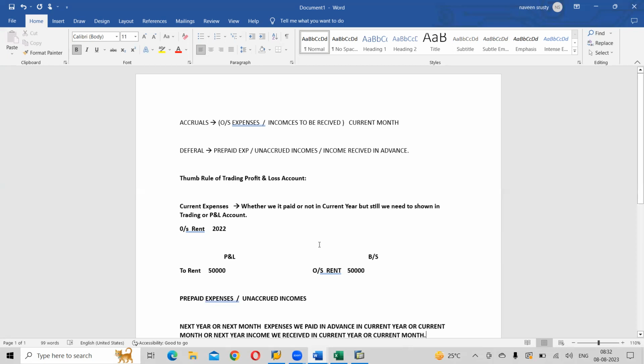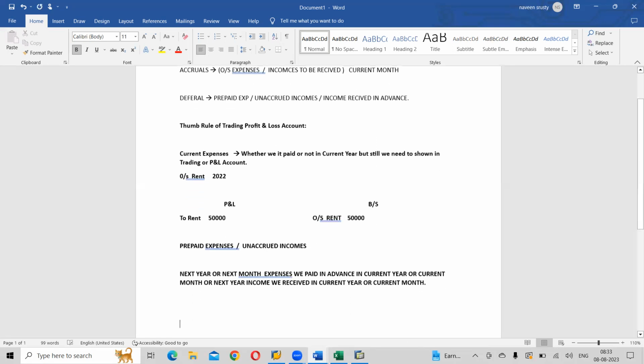So what is our thumb rule? What is the thumb rule of books of accounts? Whatever account you are preparing, we need to take only current month or current year expenses and current year incomes only. We are not supposed to take next month income or next month expenses or next year paid expenses. Understood? Whatever prepaid or unaccrued incomes are mentioned in our trial balance, we are not supposed to take in our P&L account. So what does it mean? What are we going to do? For example, I'll tell you.